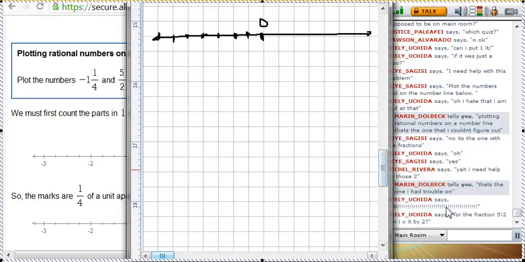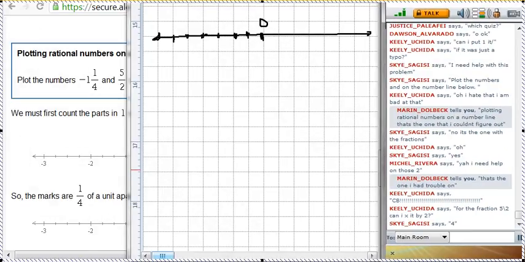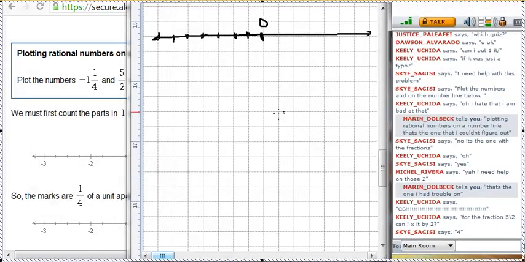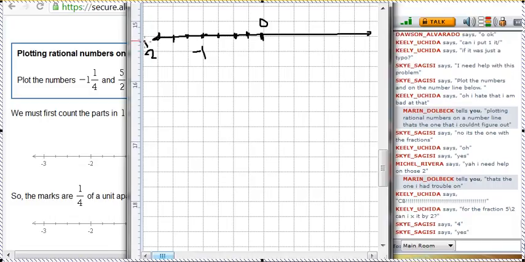Okay, Keely is saying for the fraction 5/2, it can be multiplied by 2. And then Sky is saying 4. So what do you mean by 4? I'm going to guess what you mean, and you tell me if it's correct. What you mean by 4 is I'm saying 1, 2, 3, 4, that's -1. And then 1, 2, 3, 4, that's -2. Is that what you're saying, Sky?